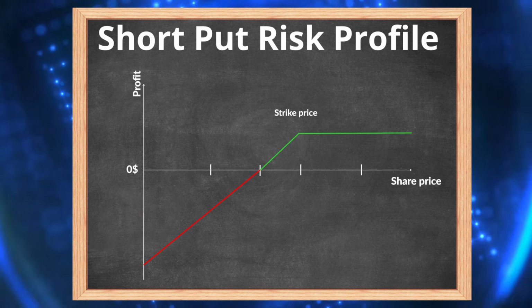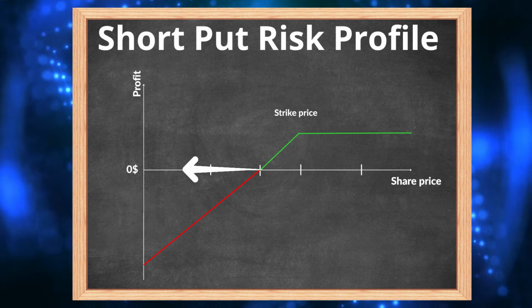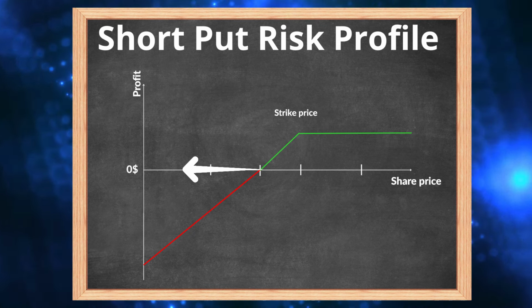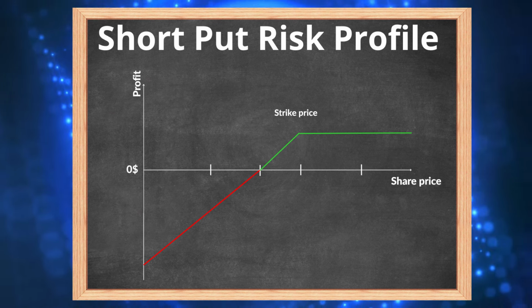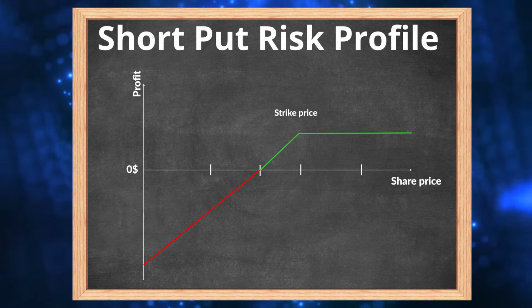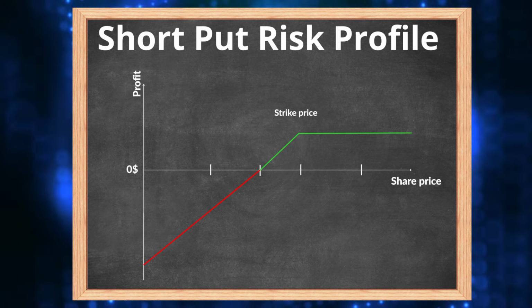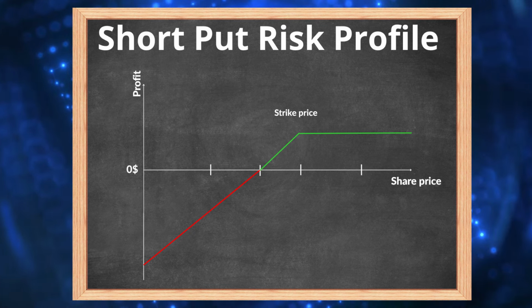This will only happen if the market price drops below the strike price. For the buyer, this means they can sell the shares above the market value. For the seller, it means they have to buy shares at a higher price than they are worth on the market.